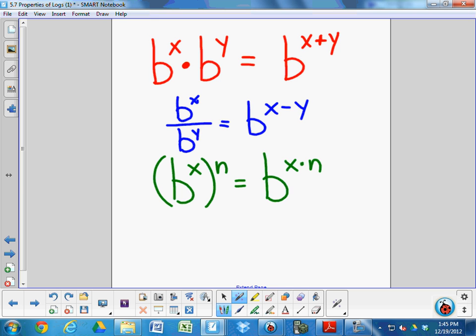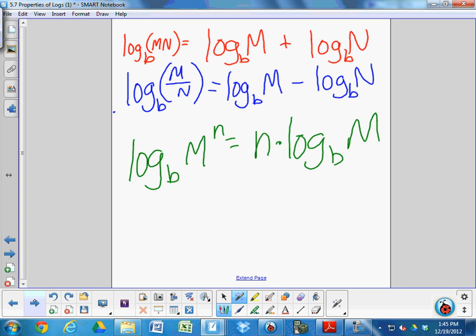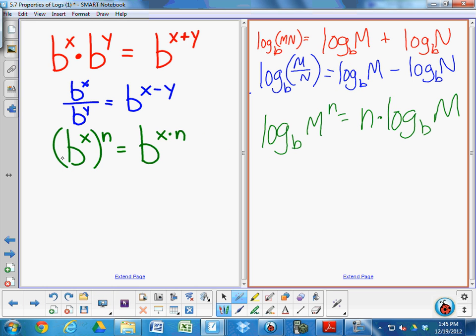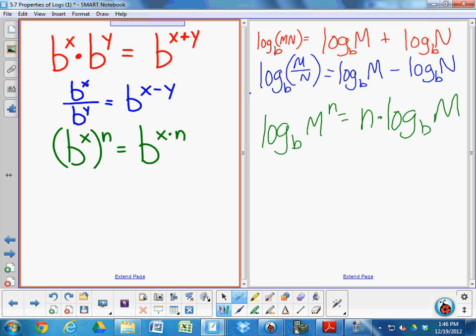And those rules look like this. Note the red, the blue, and the green again. Are there any similarities between the rules from earlier in this chapter to now? This was called the product rule. Okay, right there, that's called the product rule.